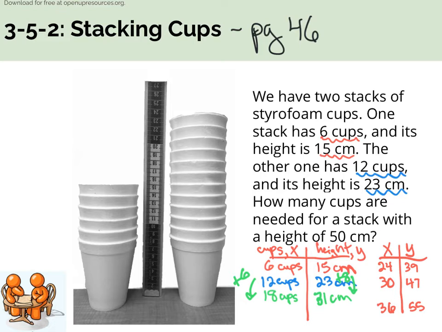Let's do 30 plus 3 is 33. And then let's do 47 plus half of the 8, which is 4. It brings you down to 51. So how many stacks, how many cups will it make so that it's 50 centimeters? Well, it's going to be a little less than 33.